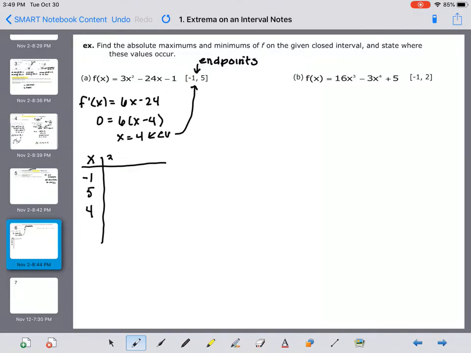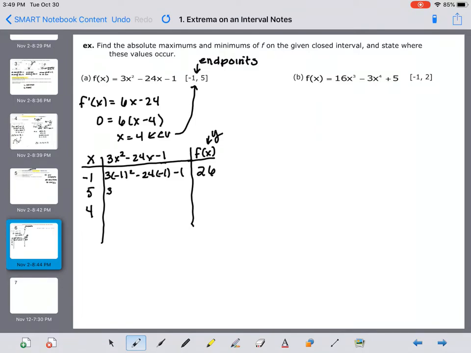We're going to plug it into the main function, so I'm just going to write that there. This is the equation I'm plugging into to calculate the actual y value, because that's what tells me my max and min. So all I'm going to do is plug in. And I'm just using that middle space for work. So we get 3 plus 24, which is 27, minus 1, which gives us 26. So when x is -1, my y value is 26.